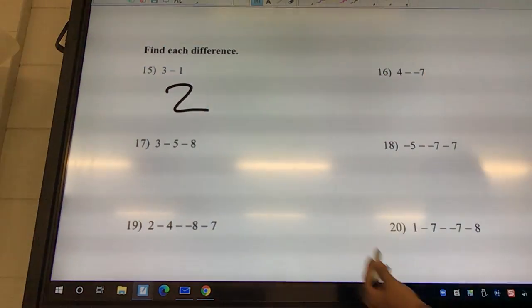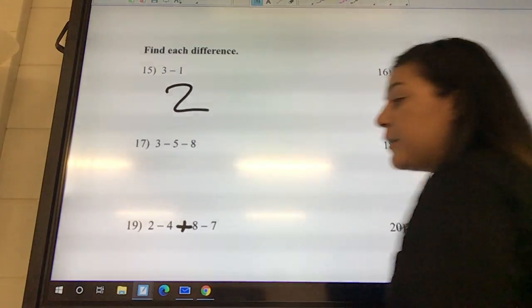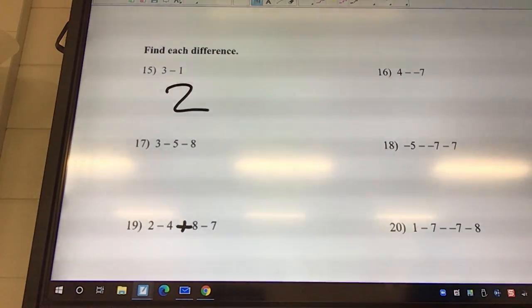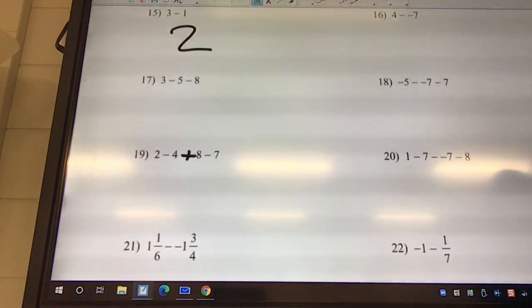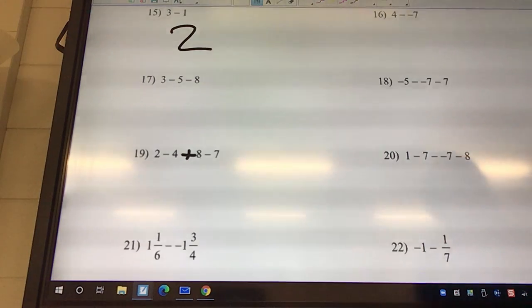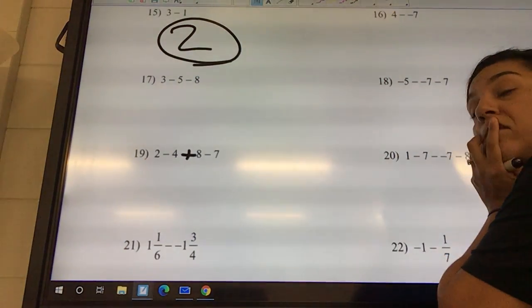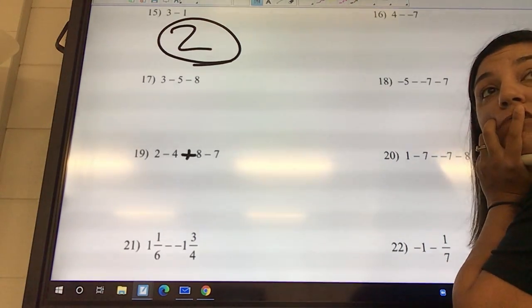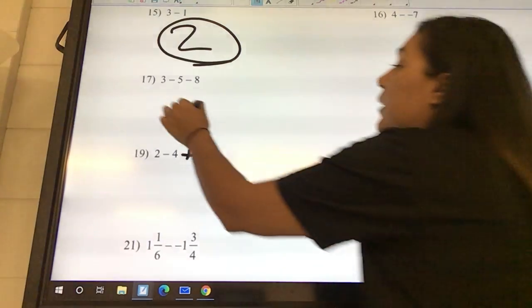But as I'm looking through the paper, see how these two are right next to each other? That means this is really a plus. So before you put it on a calculator, just go ahead and change everything manually. And then, negative 3 minus 5 minus 8. What are you going to get? Negative 10. Good.